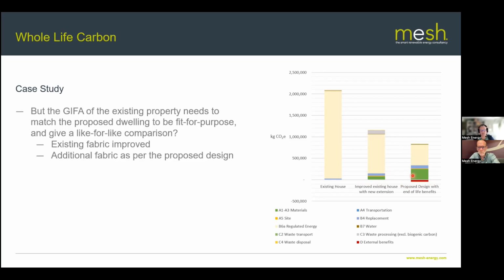So what it meant was, we could improve the existing fabric with the additional and also enlarge the house, but it would still be underperforming when compared with the proposed design. So this was a much stronger argument for demolition and rebuild.